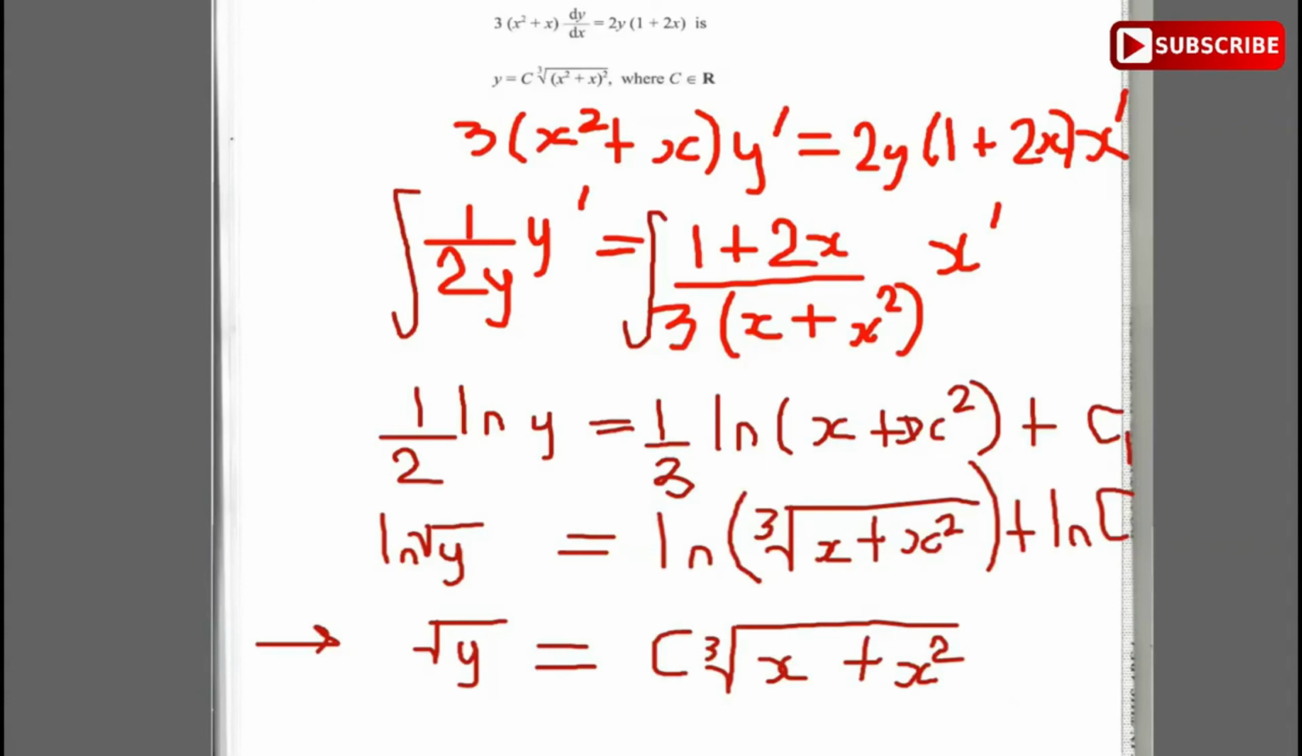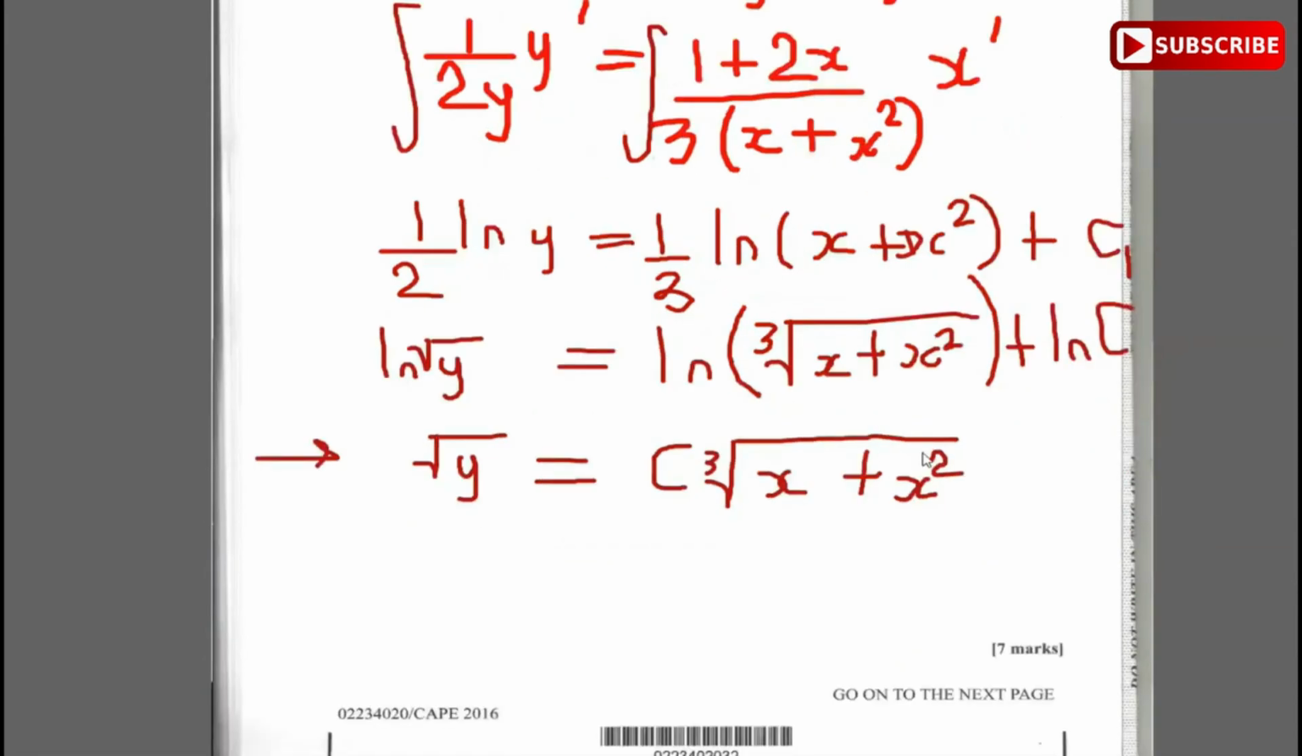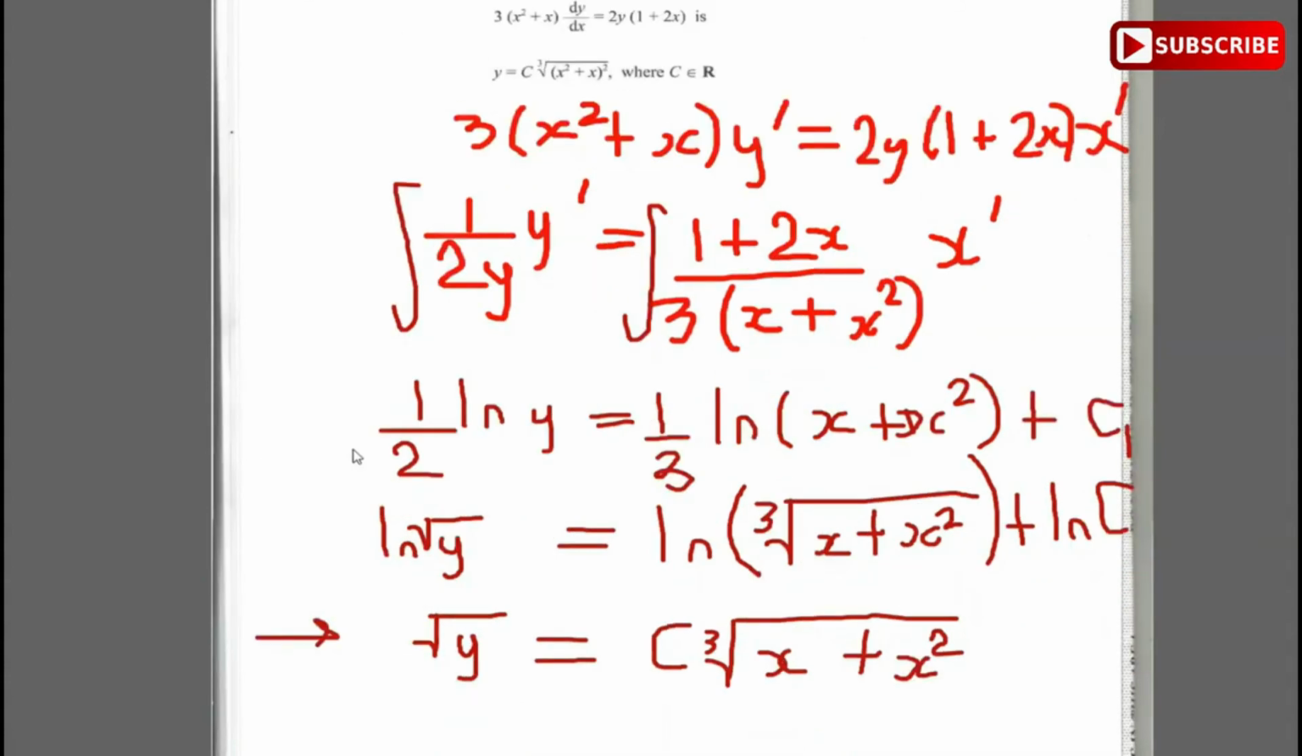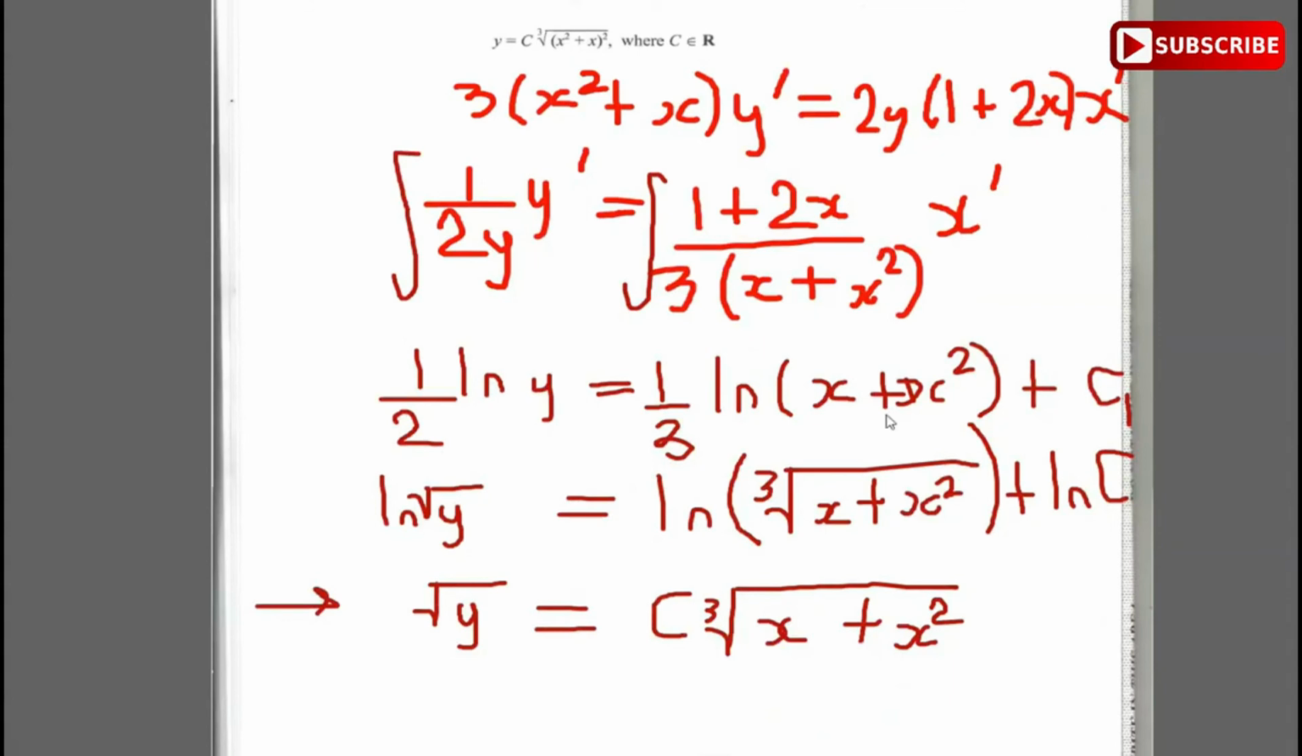Now to make y the subject, I need to square both sides. But how did they get the square to be inside here? That's the issue. What did they do to get the square inside here? Because what we're getting is the square root of y. Ah, I see how they could have gotten that in there. We should have done it from right here. We should have multiplied through by 2. Okay, we can do that from here. So let's refix this.